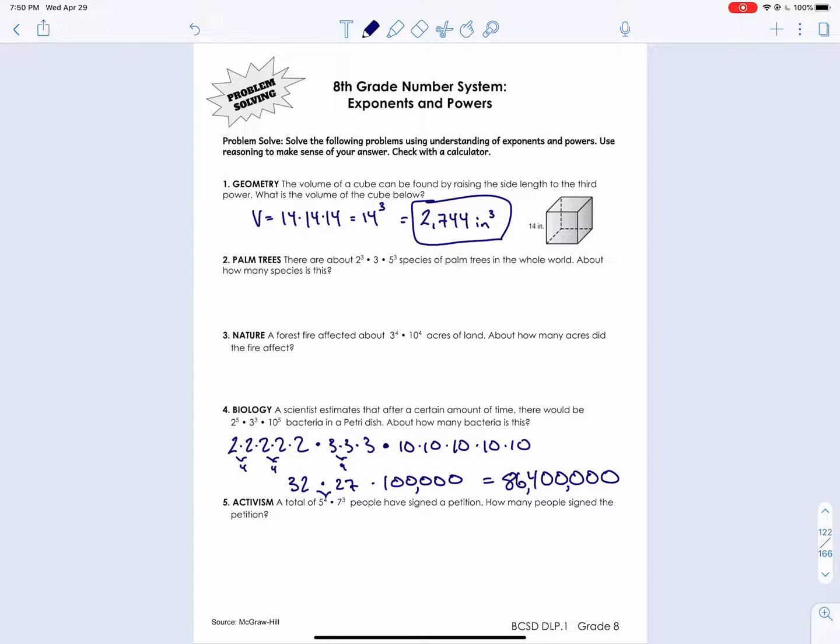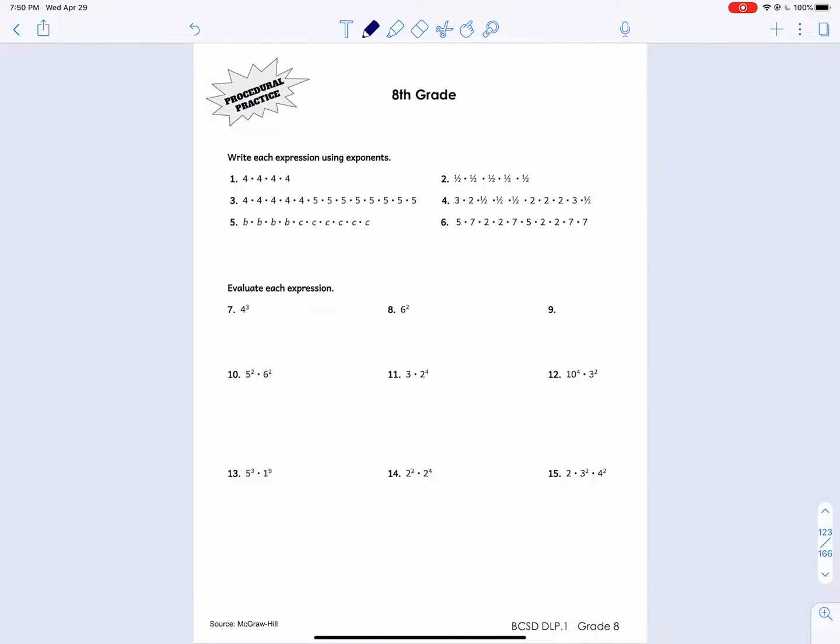Okay, let's continue. All right, so we have some expanded form, and then we need to write it in exponent form, and then we have some problems just like the ones we did, but just without the scenario to go with it. So let's do a couple examples of the first type and then a couple of the second type. So I'm going to do number 3 and also number 4.